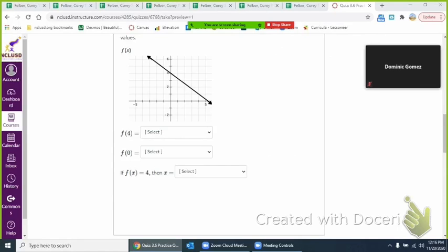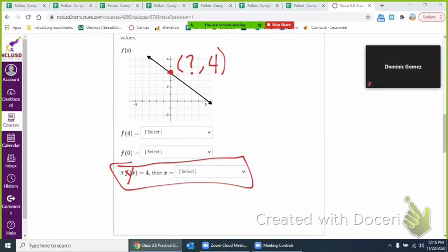All right, so when you get to this last part down here, now it's asking you the opposite. Remember, f of x and y are the same thing. So it's basically asking you, when y is 4, then what is x? Let me admit someone real quick here. So we would need to look on our graph and find the point when y is 4, and then figure out what the x is for that point.